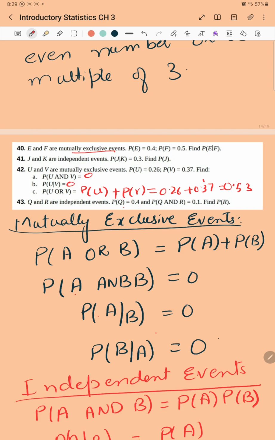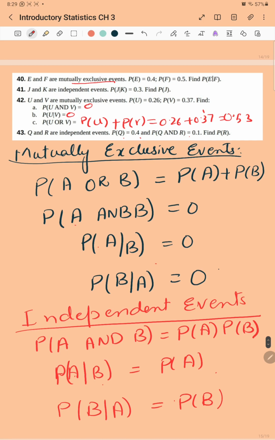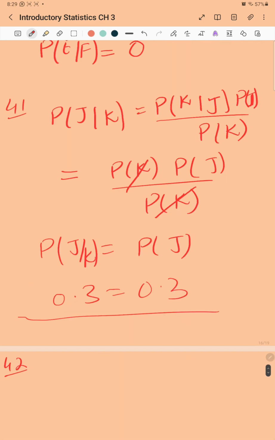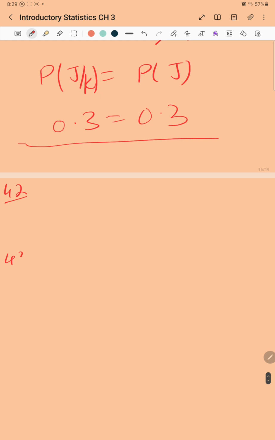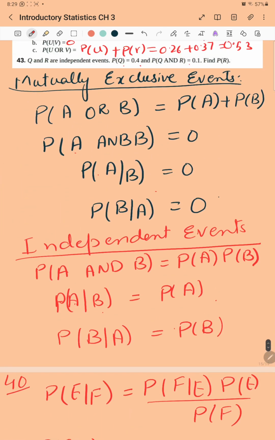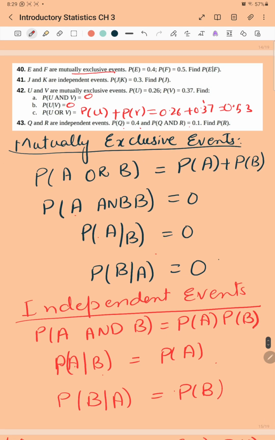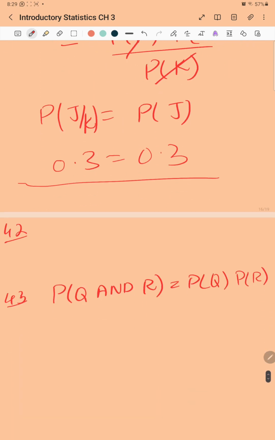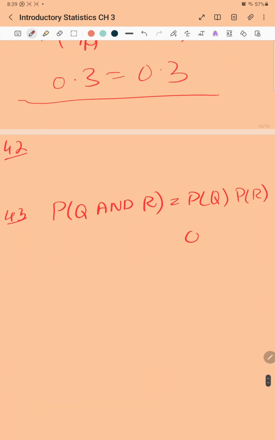Probability of Q is 0.4 and Q and R is 0.1. So find probability. So if they are independent events, probability of Q and R would be equal to probability of Q, probability of R. So according to the given information, probability of Q is 0.4 and Q and R is 0.1. We need to calculate probability of R.